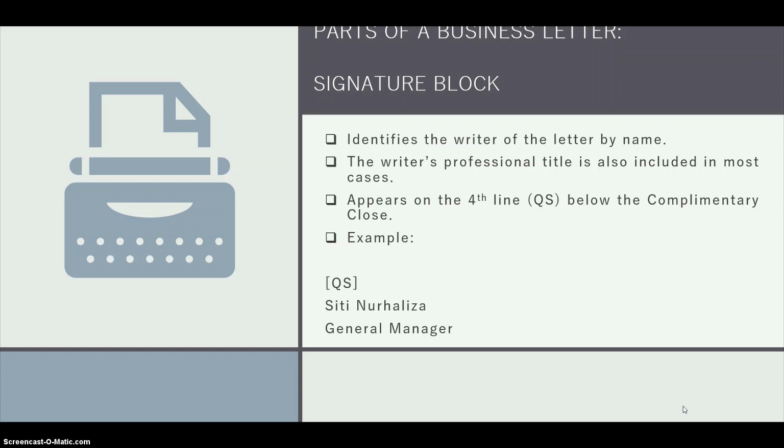But if the writer has a professional title, such as Professor, Dato, Datin, Haji, Haja, we will type the signature block with the signer's name, together with the professional title. After the name, single line spacing, then we type the professional title. For example, the name of the person who will sign the letter and also the professional title.